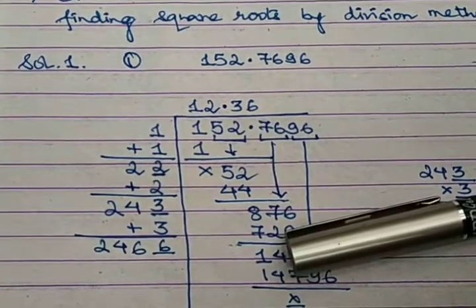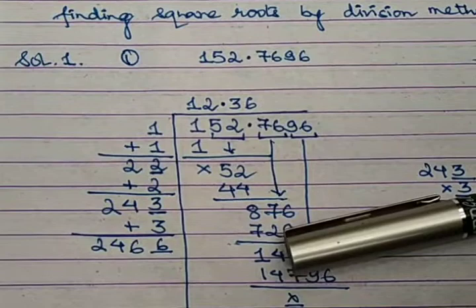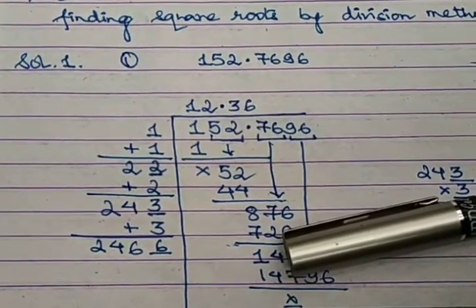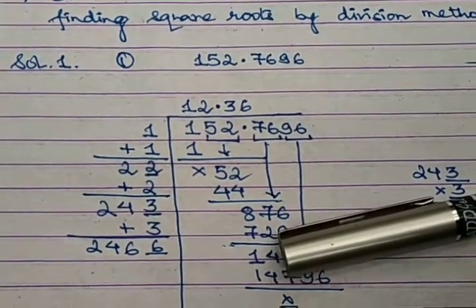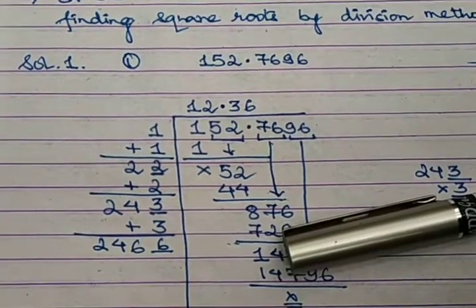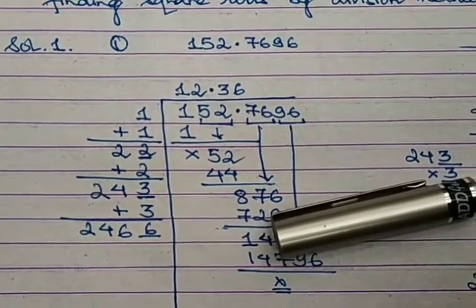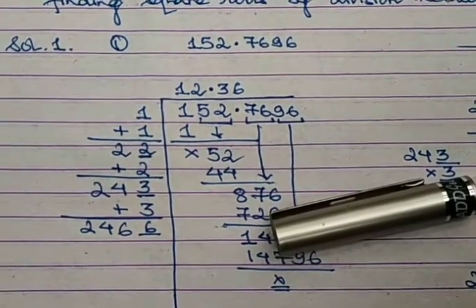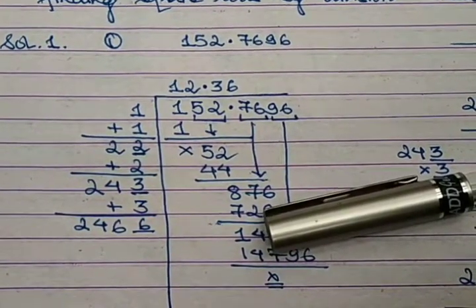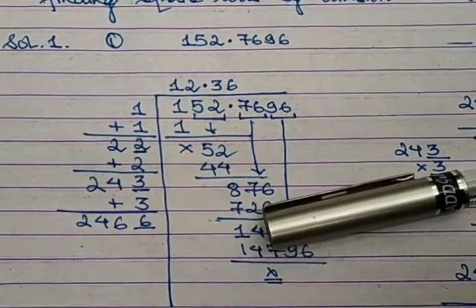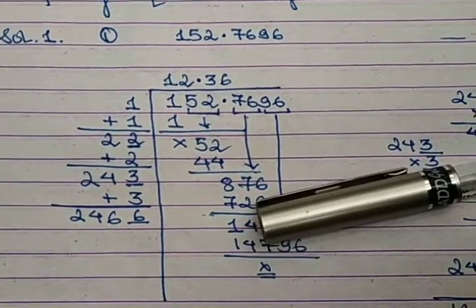For 1, we need to take the number closest to 1, so 1 times 1 is 1. After that you add the same 1 again and leave the ones place empty. After leaving the ones place empty, we have here 2 and the ones place empty. I guess you are familiar with the division method.